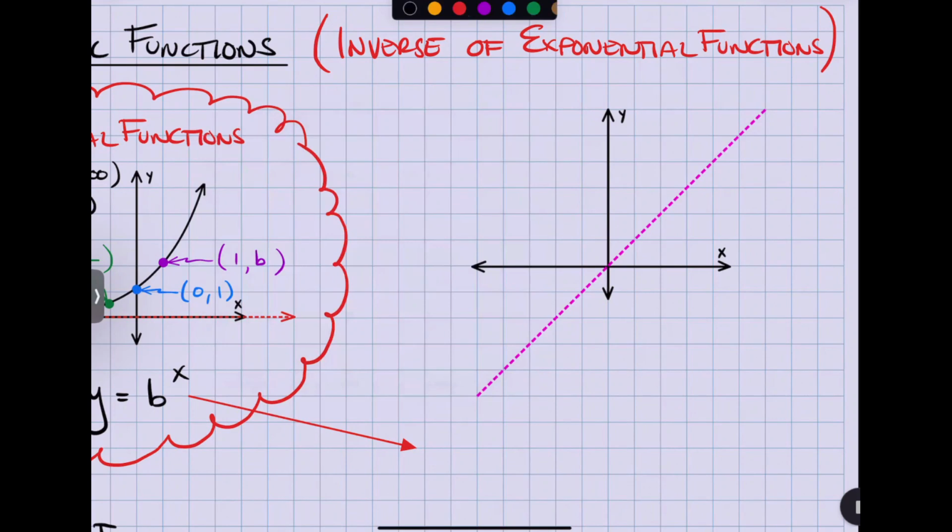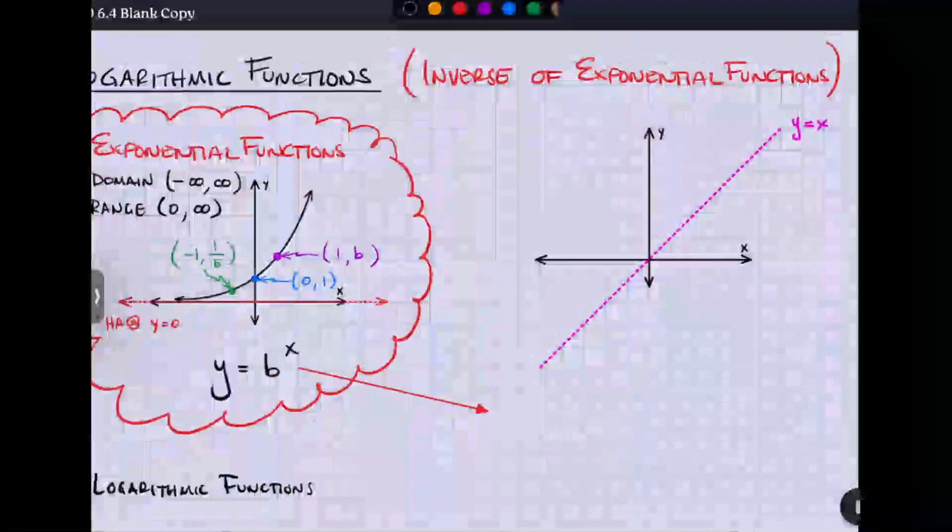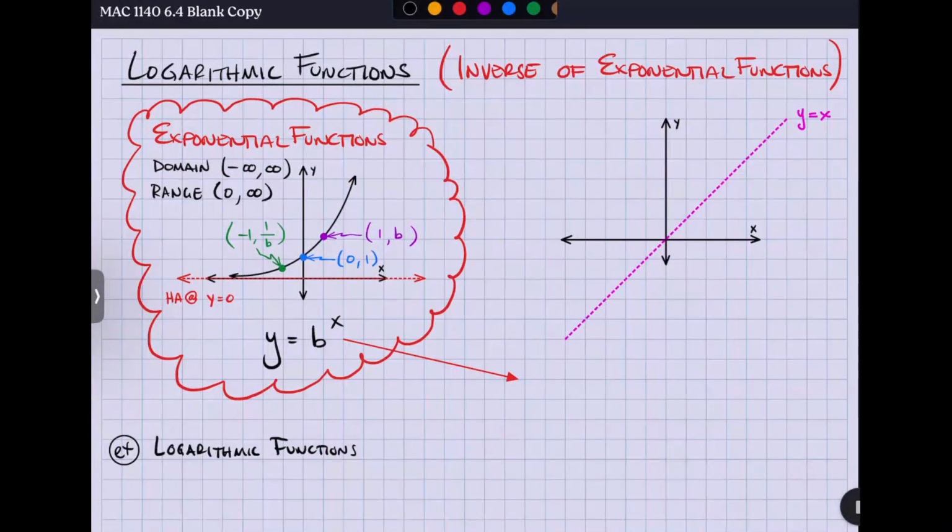So this line right here is the line y equals x. So notice what that line is actually saying, right? Your y is equal to your x is equal to your y. Hence, the inverse is switching my x and y, right? So if I'm switching my x and y, that truly means switching your x and y.